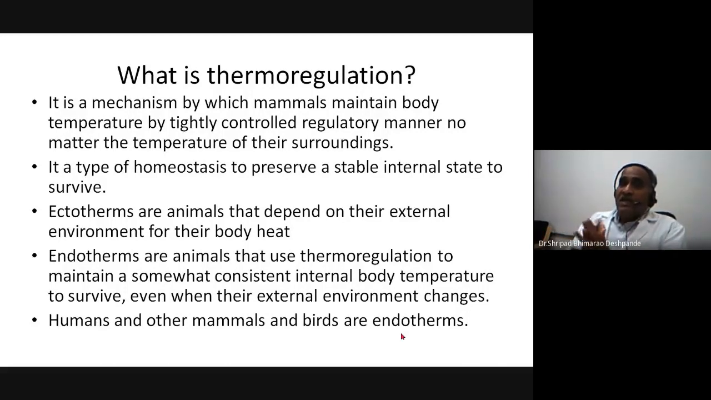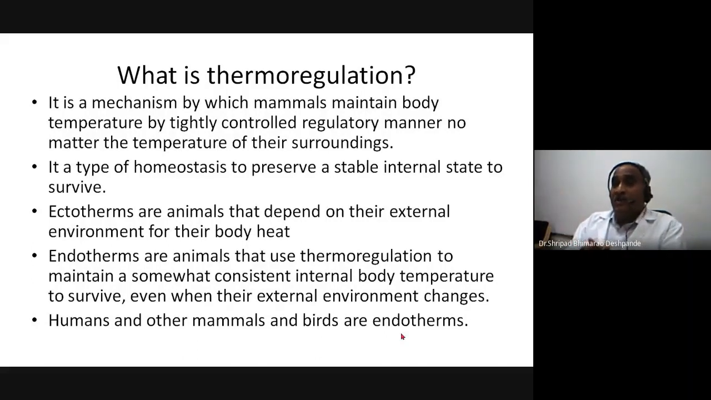Now, in the animal kingdom, there are two types of animals, ectotherms and endotherms. Ectotherms are those animals who maintain the body temperature from the external environment. That means they gain the heat and take the heat, and according to that they live along. Endotherms are those animals which have the heat generated or regulated within the body itself. That means they have an internal regulatory mechanism and they survive, no matter what the external environment is.